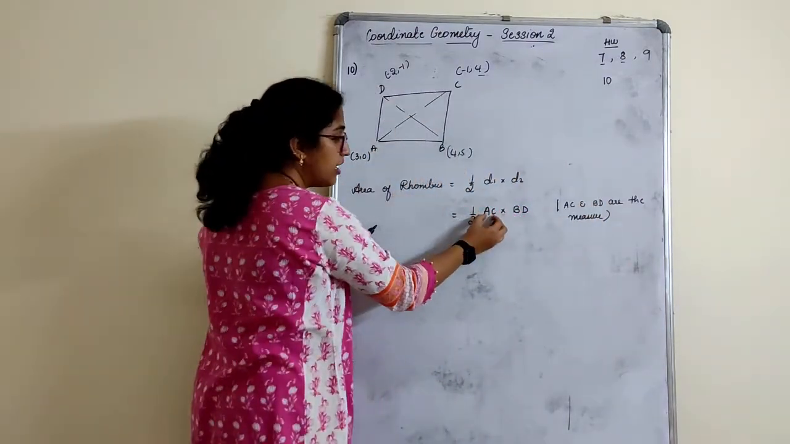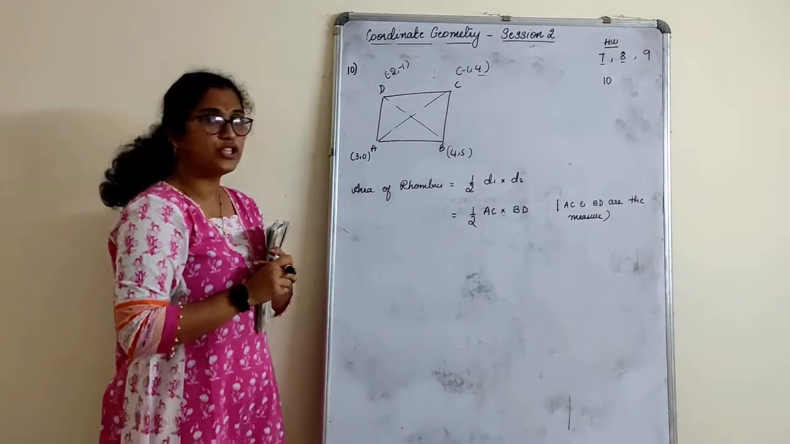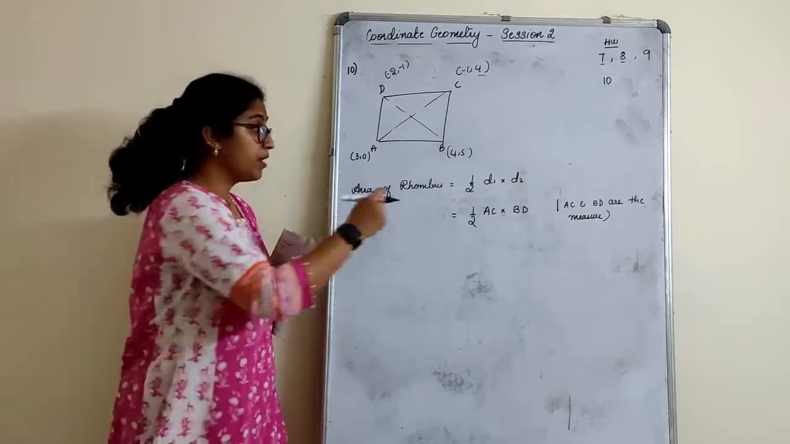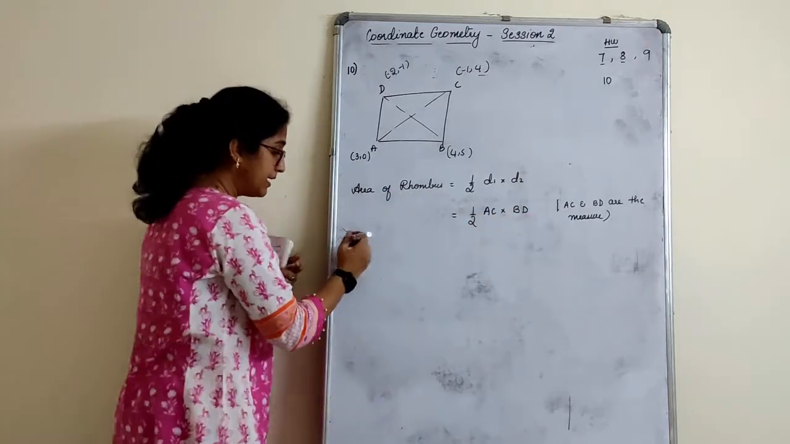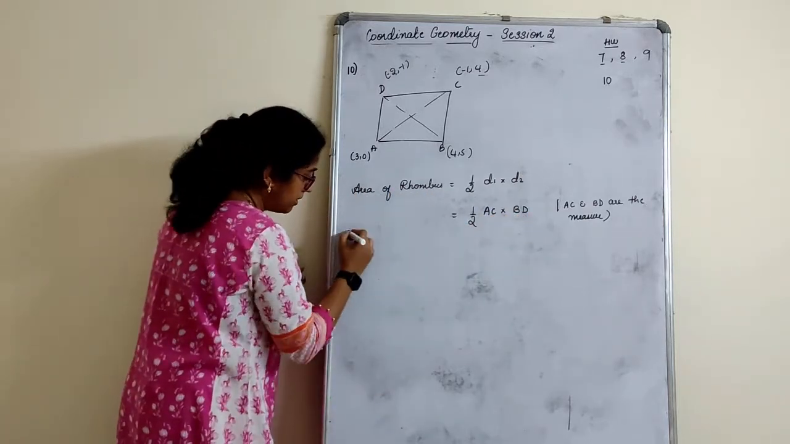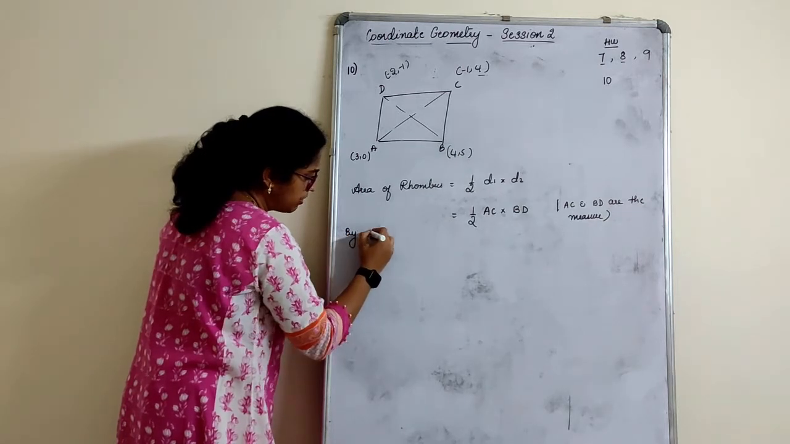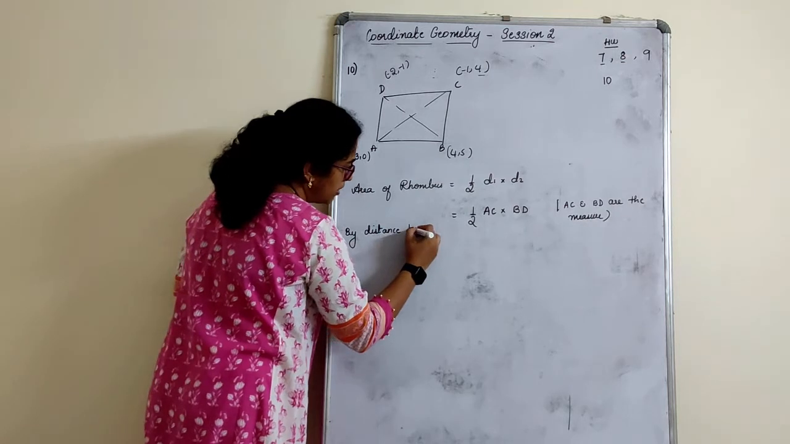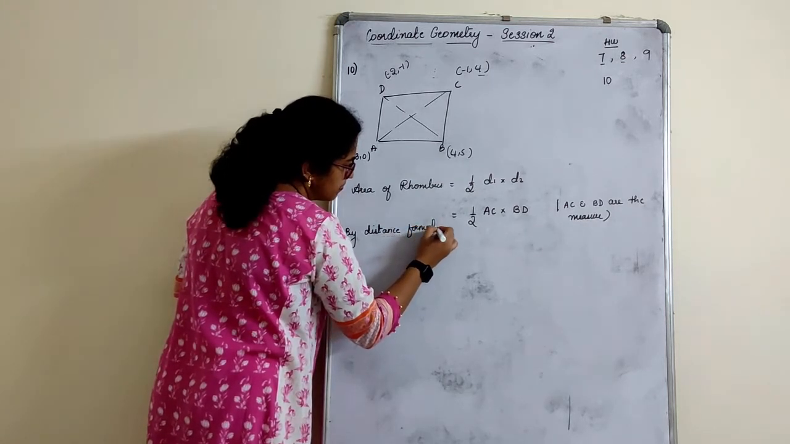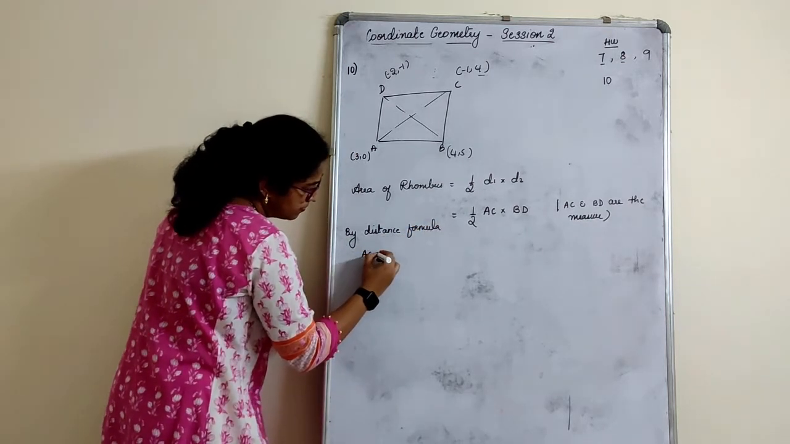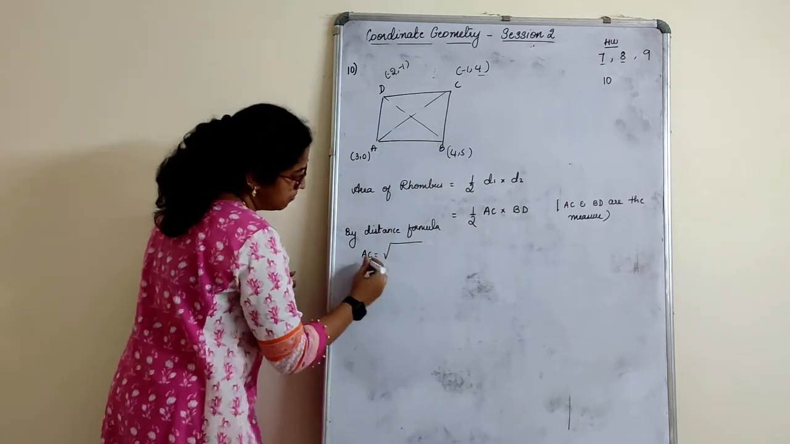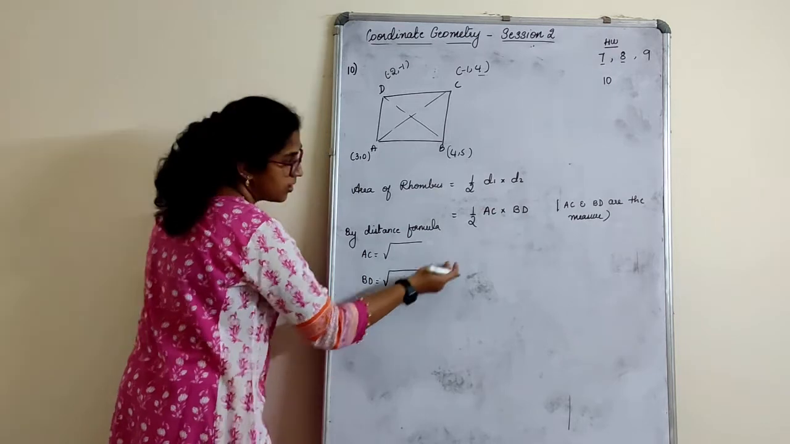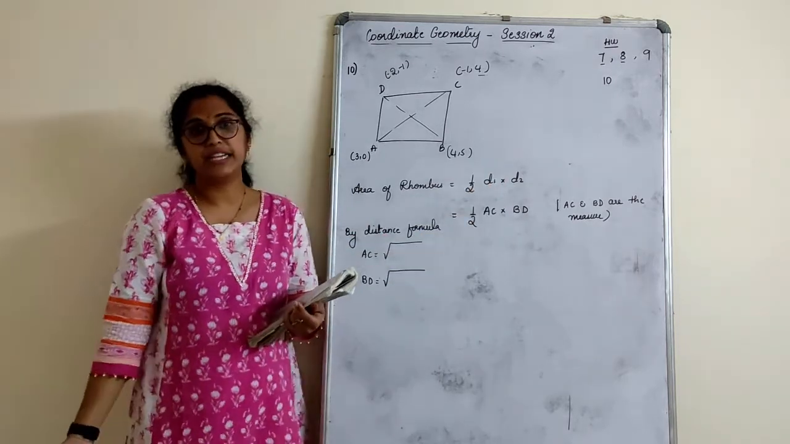That means, how should I find AC, children, here? Which formula should I apply? I have to apply the distance formula. Keep this formula as it is if you want, or simultaneously you can do it. By distance formula, find AC. By distance formula, find BD. Substitute in this and find.